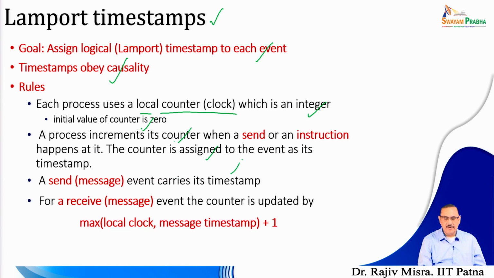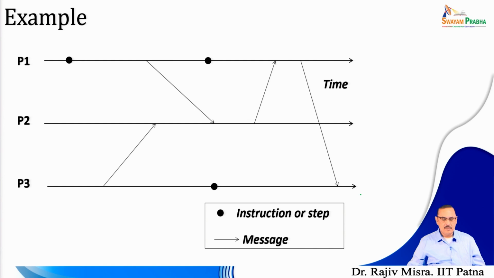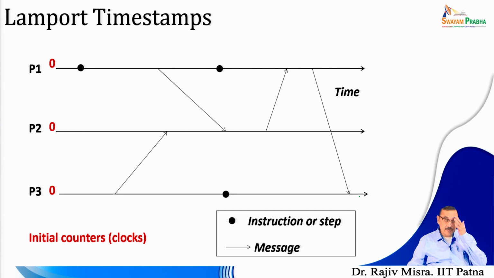So, the send of a message event carries a timestamp. For the receive of a message event, the counter is updated by the following formula: the maximum of the local time and the message timestamp, plus 1. This is how the clock is updated when a message receive event has happened. Let us see this through an example. Initialize the counters of all the processes to 0.